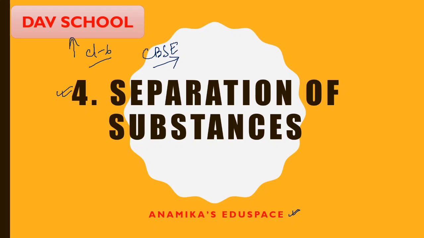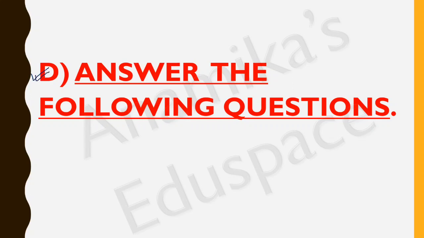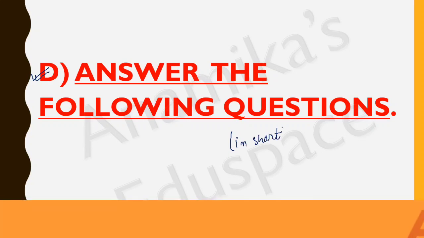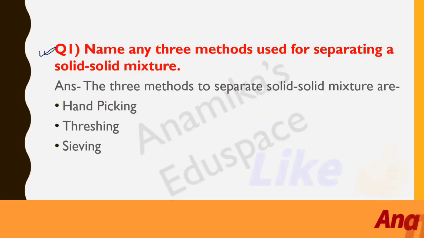So let's begin. At first, we have question number D, and in this question, we have to answer the following questions in short or in brief, right? So, the short answer questions, then we will have the point E, that is the long answer questions. So, let's see the first question of point D.